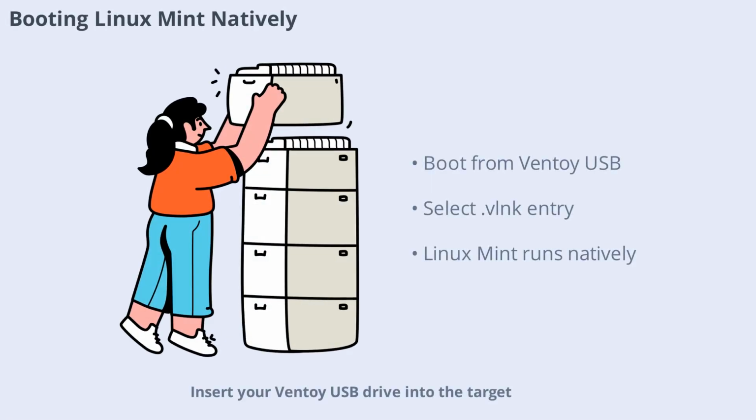Insert your Ventoy USB drive into the target computer and boot from USB in legacy BIOS mode. The Ventoy menu will appear. Select the Mint.vdi.vtoy VLNK entry or browse to it. Ventoy will boot Linux Mint directly from your image using the vDisk boot plugin. You're now running your full Linux Mint installation natively with direct access to your hardware.